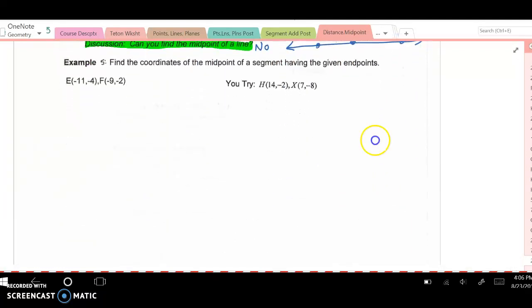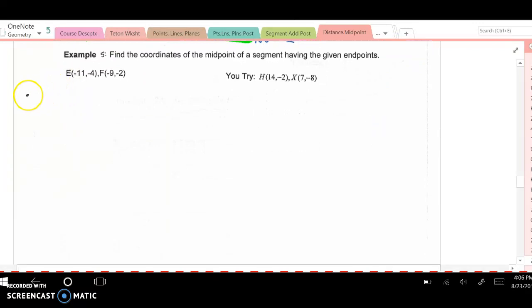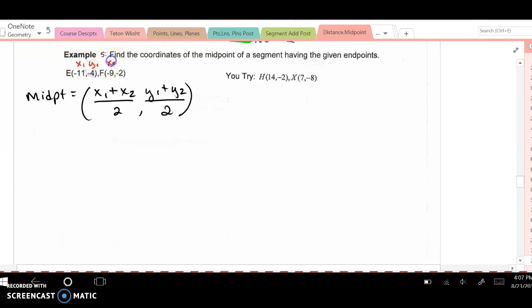Alright, so here we go. Find the coordinates. So I'm going to write the midpoint formula. Midpoint equals x1 plus x2 all over 2, comma y1 plus y2 all over 2. And you will need to memorize both of these formulas, advanced for your quiz on Friday and regular for your next quiz next week. I'm labeling my points x1, y1, x2, y2, and we're just going to plug them into this formula.